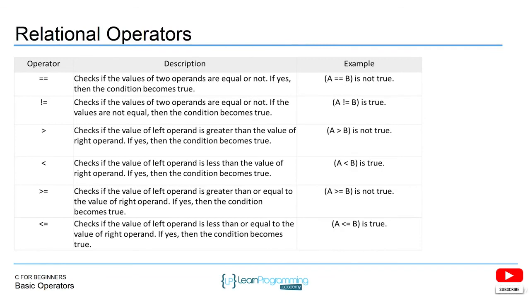The relational operators are comparison operators. They compare two values. So this is important. Equals equals will compare the value of two variables. And if they're the same, it's going to return true, because it's going to return a Boolean expression, true or false, or a Boolean value.